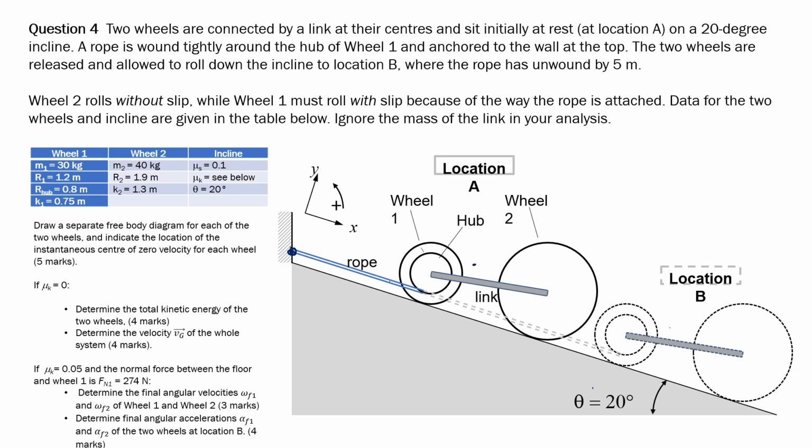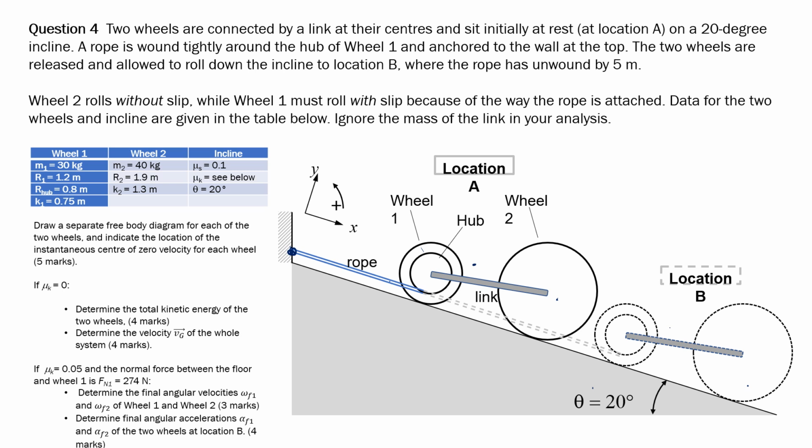So this is just moved down. Wheel 2 rolls without slip. So this is useful information. There you go, rolls without slip, while wheel 1 must roll with slip because of the way the rope is attached. Data for the two wheels and incline is given below. Ignore the mass of the link in your analysis. The nice thing about that is that it gets rid of an Ig term for the rod.